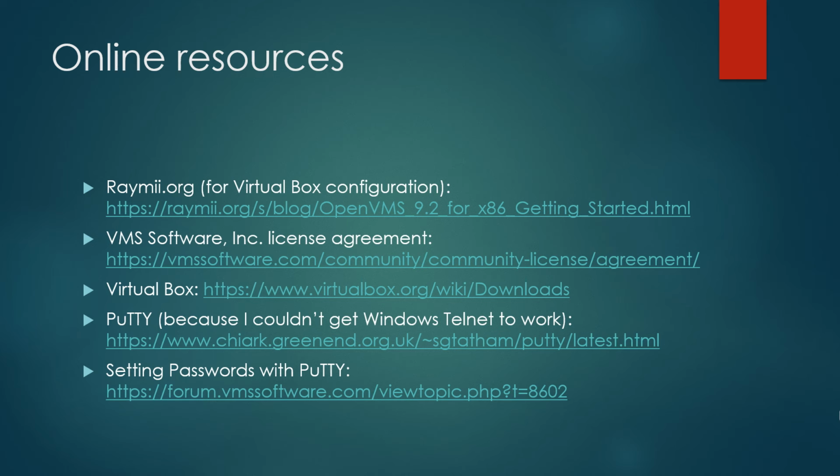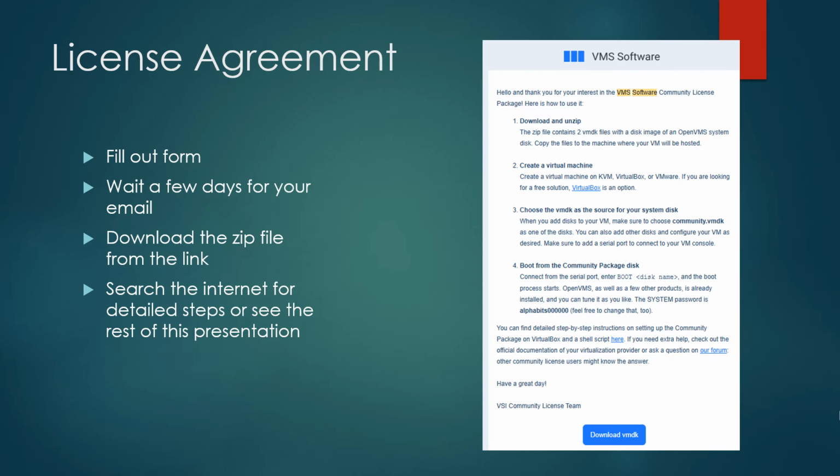But today's goal is just to get the software installed. All right, once you go to the VMS Software site and apply for a community license, they're going to send you a license agreement, and that will include how to install the software. I give you a download link where you get to download the zip file that contains the VMDK files, and the VMDK file is a disk image that will be read by the VirtualBox software.